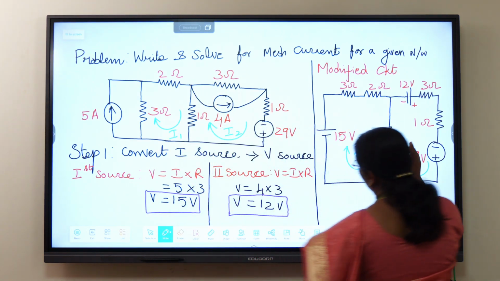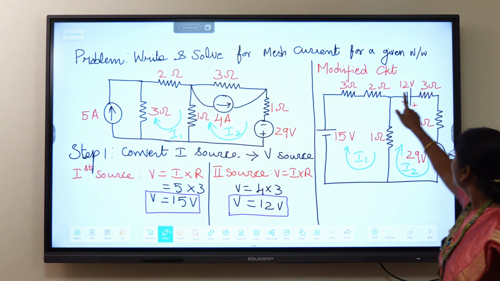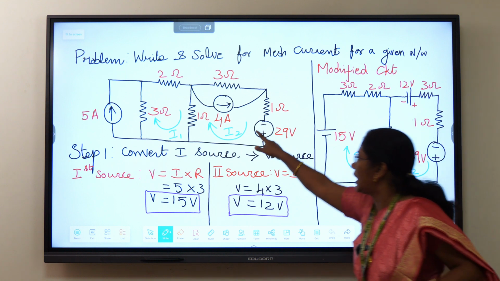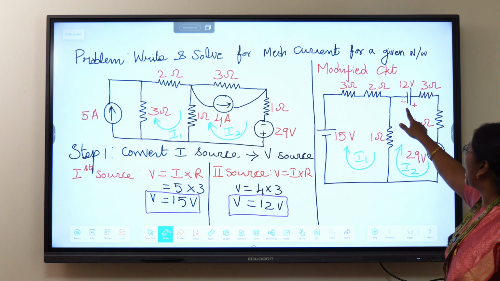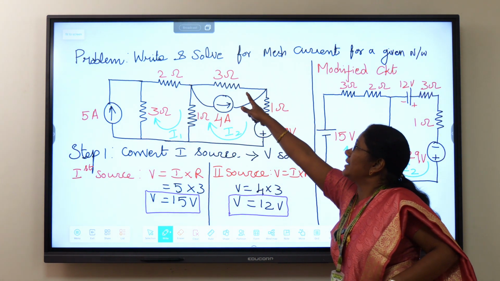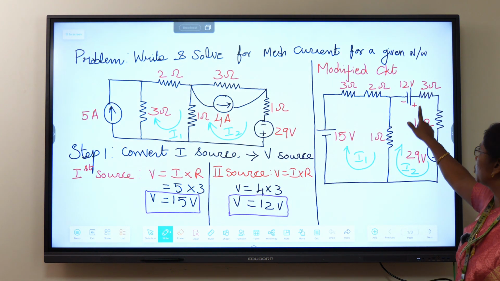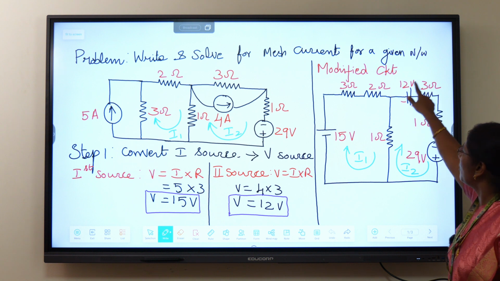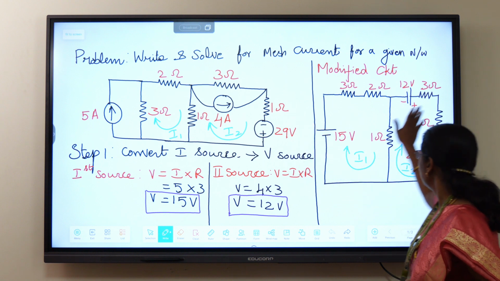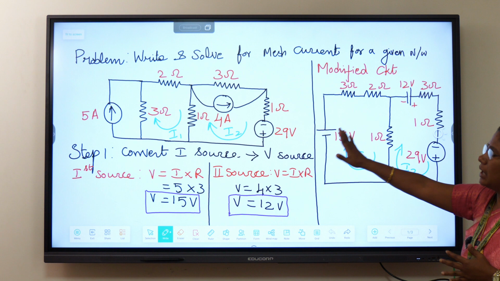Then the second source is converted into a voltage source of 12 volts. The 12 volt supply is drawn according to the conventional current direction, with minus and plus marked. The same resistance was in parallel, but as per the rules, for a voltage source it should be in series. So we have converted this current source into a voltage source. The remaining elements are drawn as such. This is the modified circuit from the problem given.